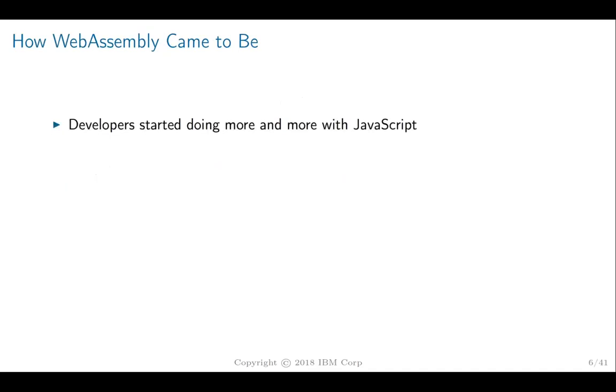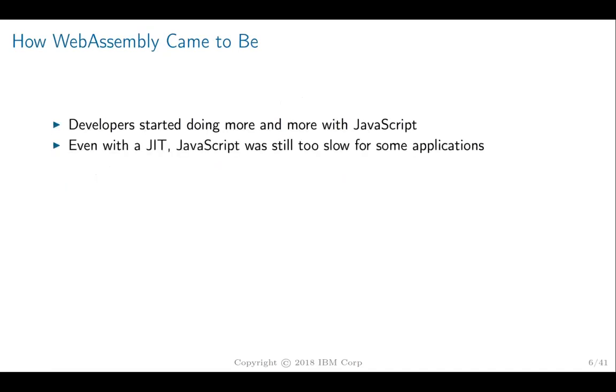Developers started doing more and more with JavaScript as they discovered that the performance was better. And even with a JIT compiler running, JavaScript was still too slow in some applications on web. For one thing, every time you receive a JavaScript file, you have to parse it. And that takes a not insignificant amount of time. And its performance is also hampered by some dynamic typing problems. There are ways to get around this, but not everybody conforms to them, and it can cause performance problems if you don't.